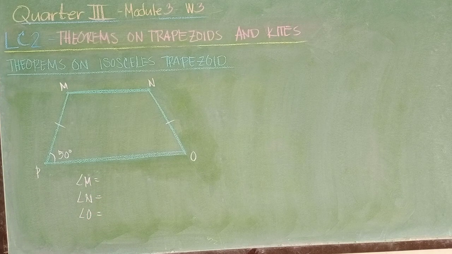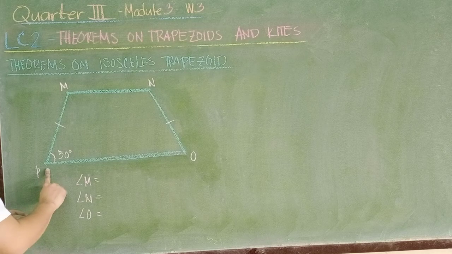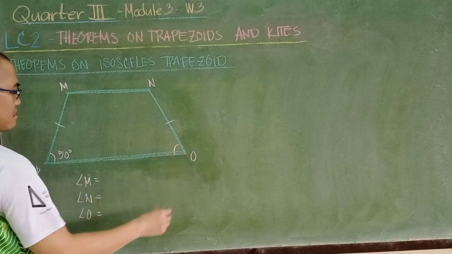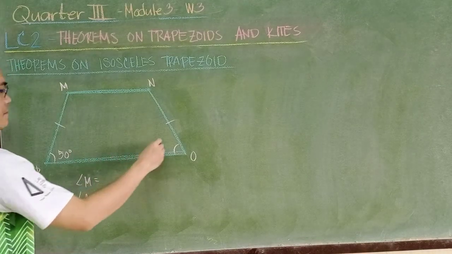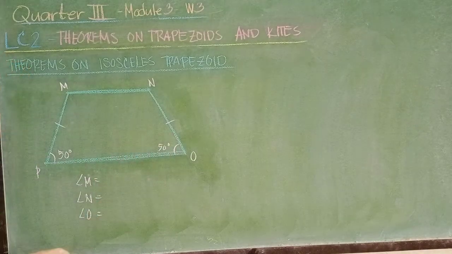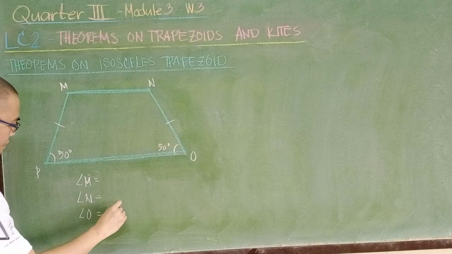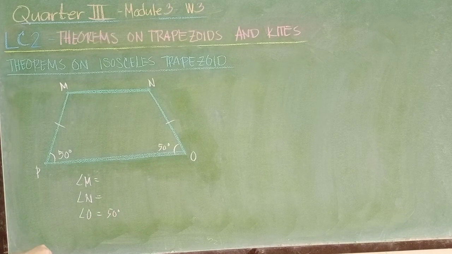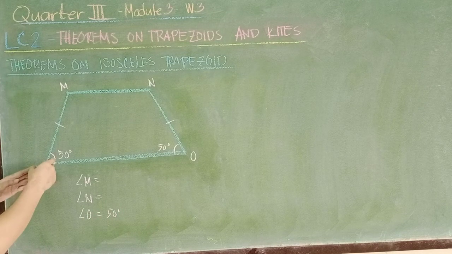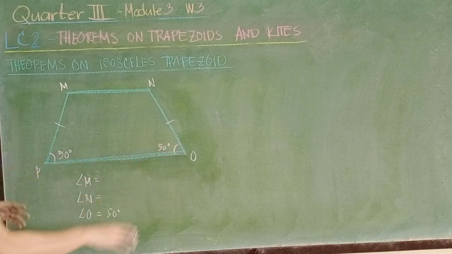So, alam natin sa isang isosceles trapezoid, based dun sa theorem natin, theorem number 1, which is yung mga base angles natin are congruent. So alam natin na yung angle P tsaka angle O parehas ng sukat. So if this is 50, angle O is also 50. That's theorem number 1.